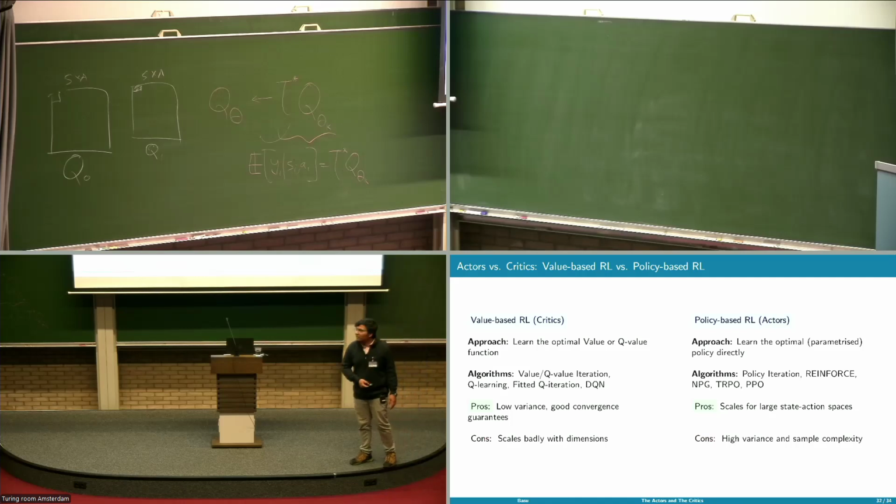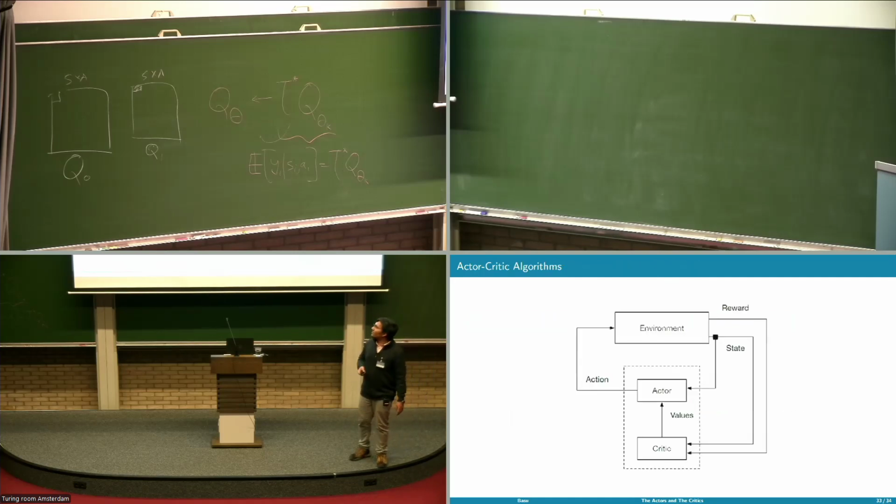The pros of the value-based method: it has low variance, good convergence guarantee, but often it scales pretty badly with the very high dimensional data that we want to go for. And on this side, it scales for large state action spaces, continuous states, continuous actions. But the con is high variance and sample complexity. So the whole idea that people came up with next, why not use the two together? So basically, at every point of time, we are still in generalized policy iteration.